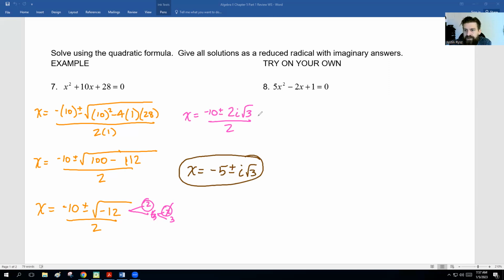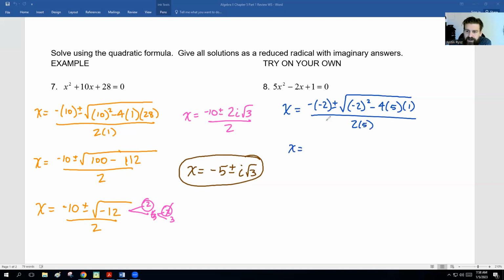All right, last problem here. Why don't you guys give this one a try on your own? You can pause this video and let's see how you do. All right, let's check our work here. All right, so you should have x equals -, b is -2, plus or minus the square root of -2 squared minus 4 times a is 5, c is 1, all over 2 times a is 5. All right, so we got a +2 plus or minus the square root of -2 squared is 4, minus 4 times 5 is 20, over 2 times 5 is 10.